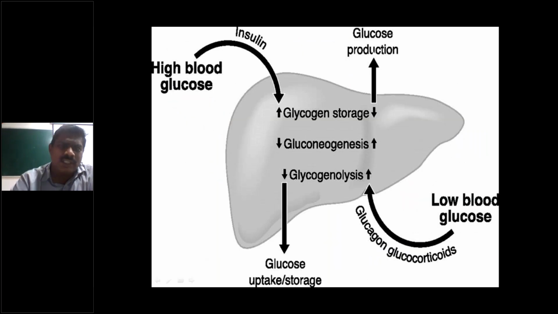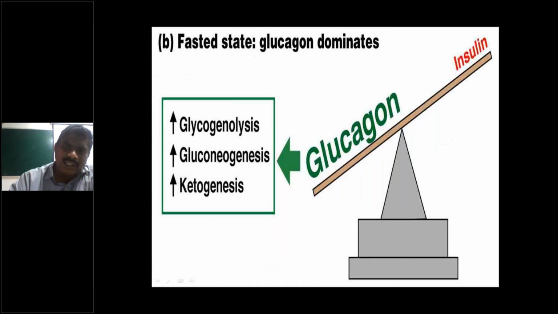Now see again the same thing; I am going to show it in a different representation. When our blood sugar level is very high, insulin facilitates entry of glucose into the liver, glycogen storage occurs, gluconeogenesis and glycogenolysis are depleted, and glucose is taken up and stored in the form of glycogen. Whenever blood sugar levels are very low, under the influence of glucagon and glucocorticoids, breakdown of glycogen takes place, gluconeogenesis of glucose from non-carbohydrates takes place, and glycogen synthesis does not occur. Only breakdown of glycogen occurs.